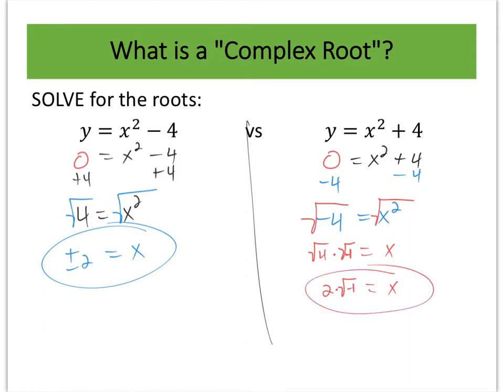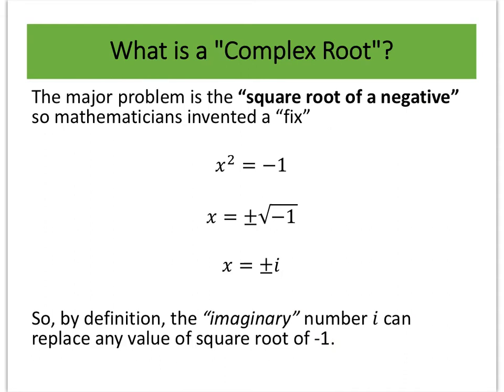And this is our answer, and it needs to be plus or minus, because I'm taking the square root, and it could be either way. When I plug it back in, I need to be sure that I get this solution. When I plug this in for x, even though it's kind of wonky, I'm going to get a true statement. So what does this mean? The major problem here is that we can't take the square root of a negative.